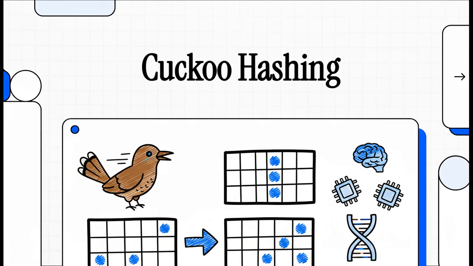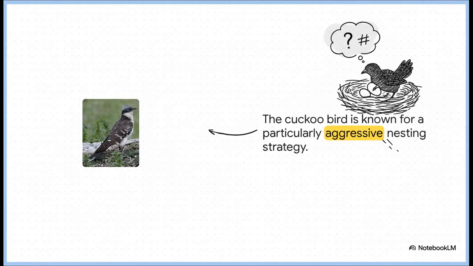So let's talk about a data structure with a name that sounds, well, almost mean: cuckoo hashing. It's a fantastic example of computer science looking at the animal kingdom and learning a lesson in brutal efficiency. Okay, so first things first, let's talk about the bird.